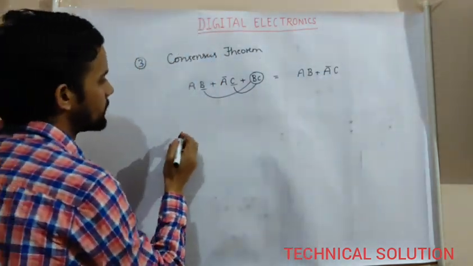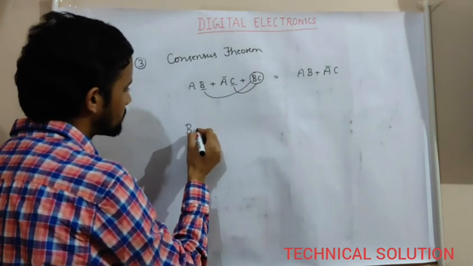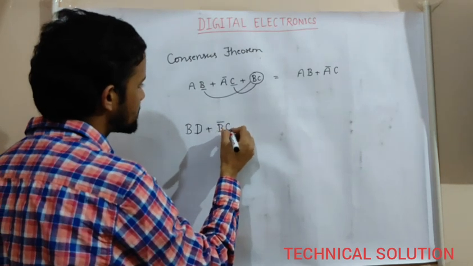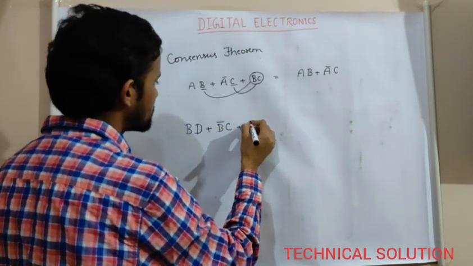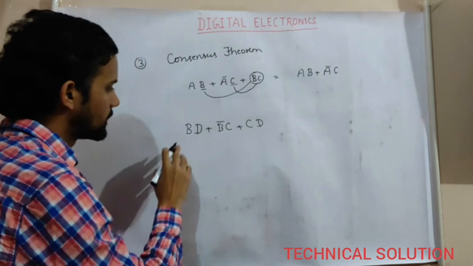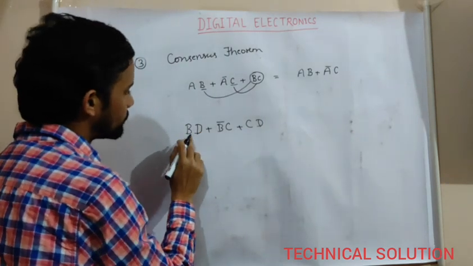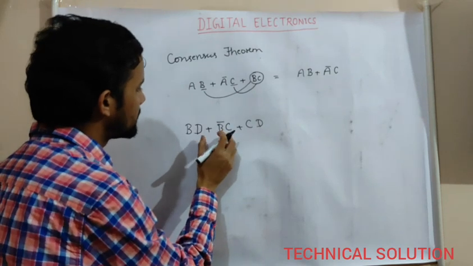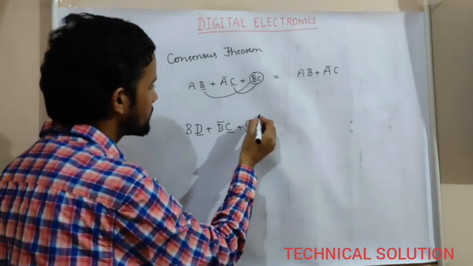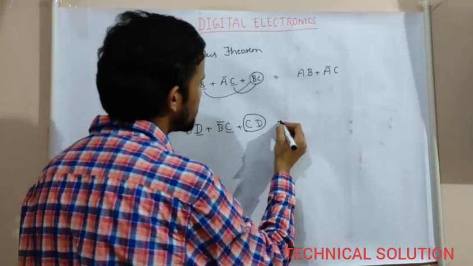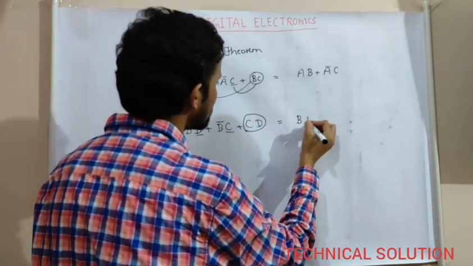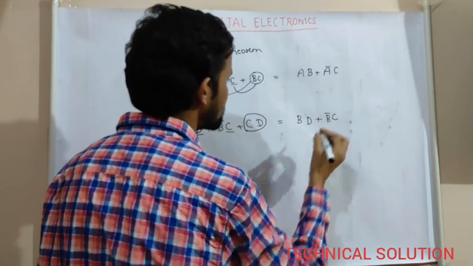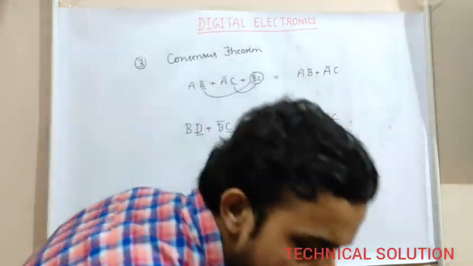Let us have another example, that is BD plus B complement C plus CD. Here we have B as normal and its complemented form B complement, and this C and D is present here. Then this CD is eliminated and we get the reduced form as BD plus B complement C. This is known as the consensus theorem.